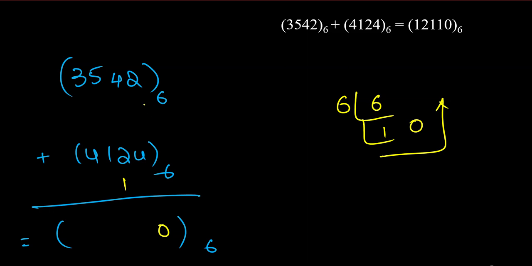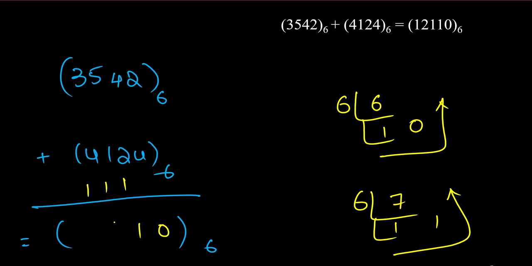Okay, sir, why 1 0? Try to get the point. 2 plus 4 is 6. Base is 6, which means 6 is not allowed, so you need to convert it as 1 0. Then 4 plus 2 plus 1 is 7, written as 1 1. Why, sir? Same: 7 divided by 6 gives 1, remainder 1. So we have 1 remainder 1, that is 1 1. Again, 5 plus 1 plus 1?